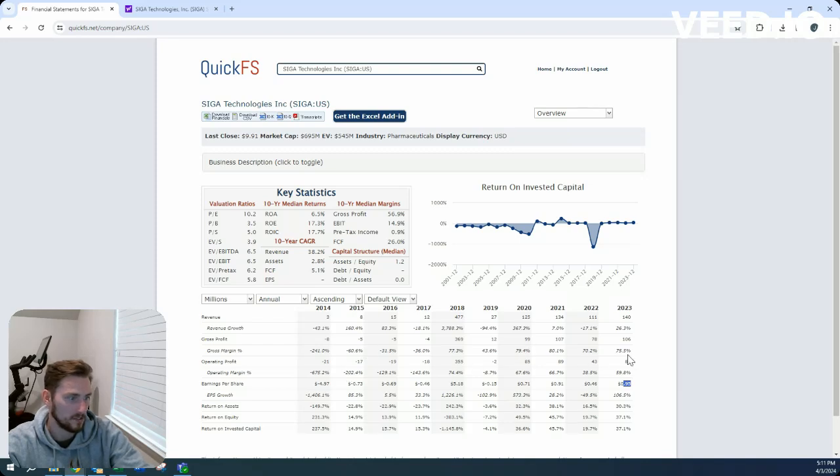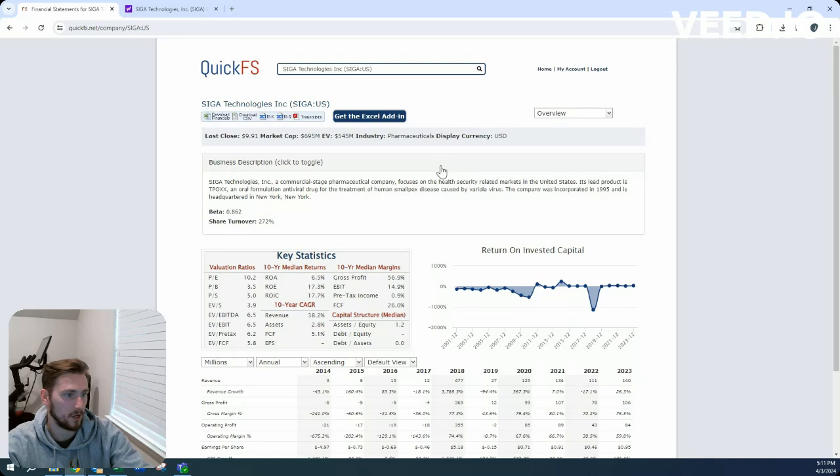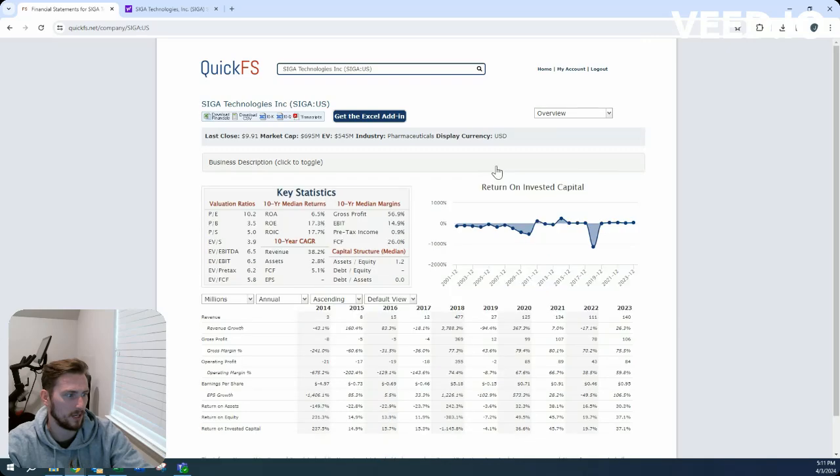So it looks pretty cheap from a current PE standpoint. The gross margins the last couple of years have been averaging about high 70s, so pretty impressive, with operating margins averaging probably low 60s, high 50s, so pretty impressive margins for sure. It's a commercial stage pharmaceutical company focusing on health security related markets in the US, incorporated in 1995, headquartered in New York City.